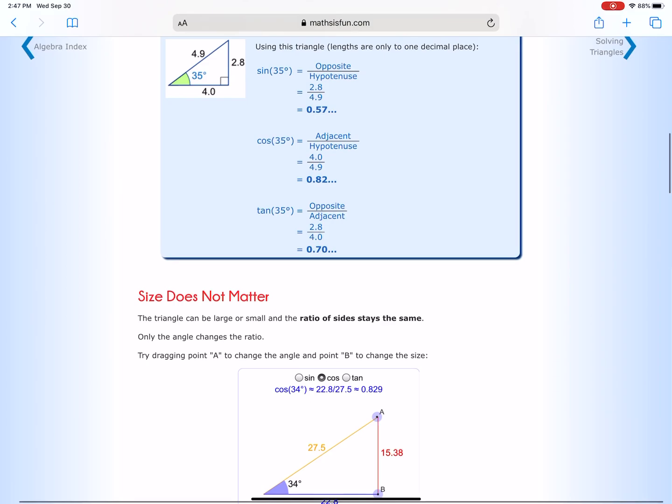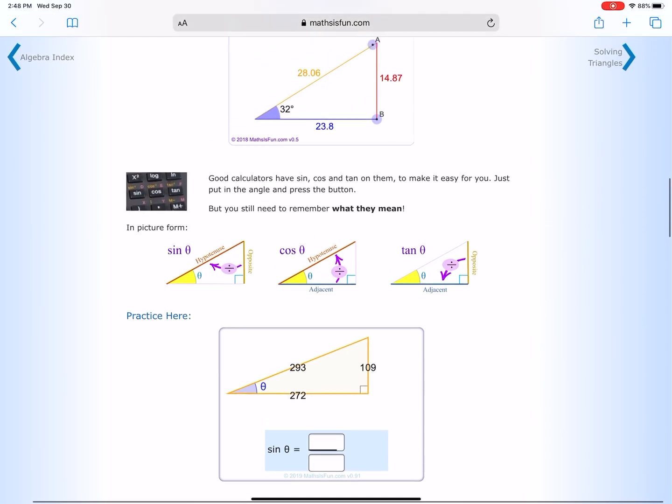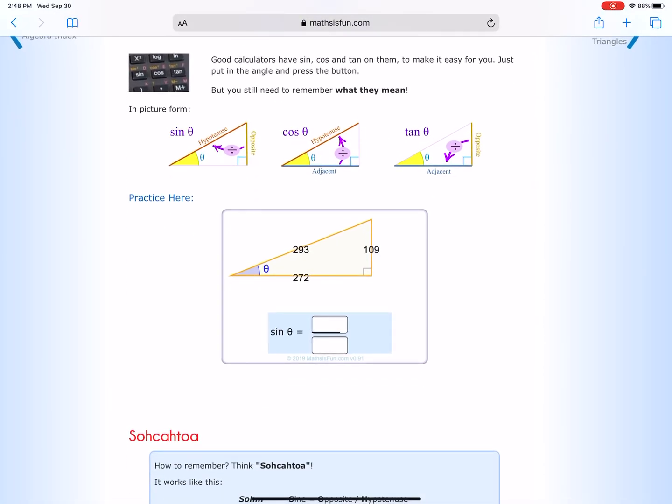What I really like is this little interactive tool. You can click the sine, and it lets you move around and adjust your angle, and it shows you how things change. You can move B around, and it changes the size, and it lets you change the angle. But what I really like here is it lets you practice finding sine, cosine, and tangent, all three at once. This is actually the assignment we're going to do tomorrow.